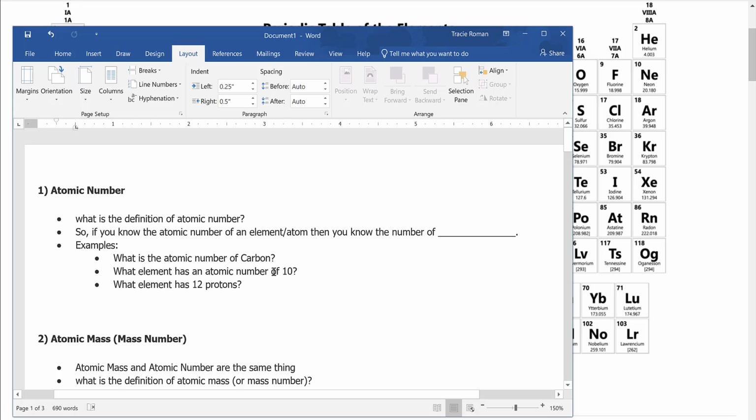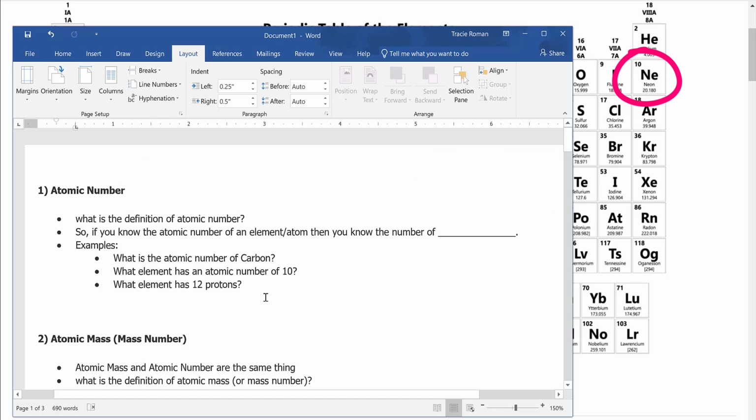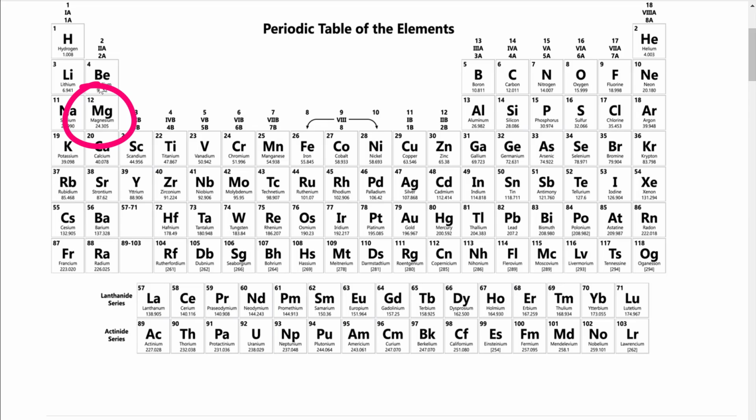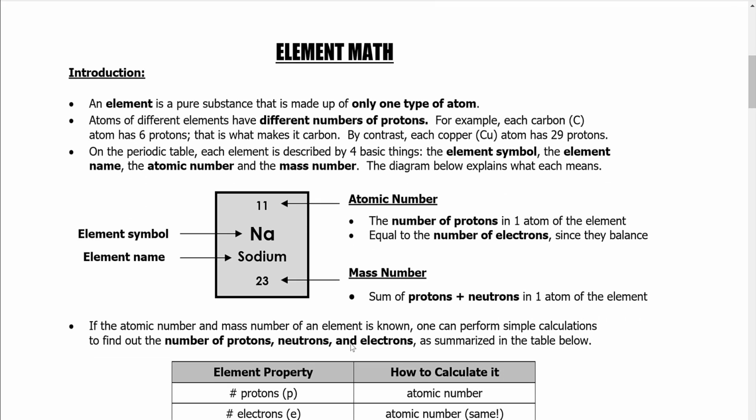What element has an atomic number of 10? So we go back to the periodic table, we find the number 10, and neon is the element that has an atomic number of 10. Another way to ask this question is, which element has 12 protons? If an element has 12 protons, then the atomic number is 12. So we go over to the periodic table, we find the atomic number of 12, and we see that that is magnesium.